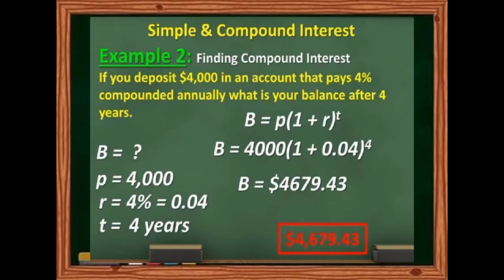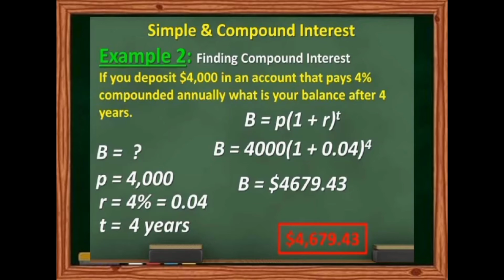As you can see on the screen, B equals P or 4,000, quantity of 1 plus rate or 0.04. Why 0.04? Remember class, the rate is always converted to decimal. To convert it to decimal, we divide it by 100. So 4 divided by 100 is 0.04. I hope that it is clear for you.